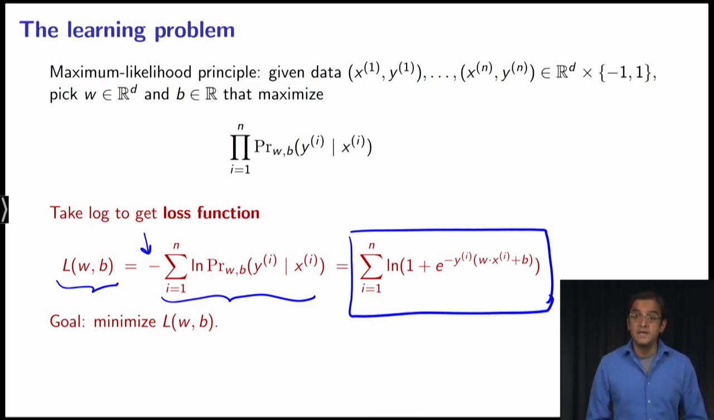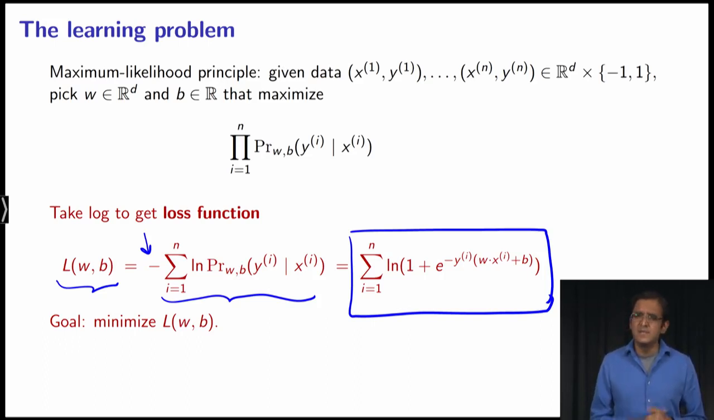We want to find the w and b that minimize this function. How do we do that? Well, if you remember, when we were talking about least squares regression, we were in a similar situation. We also wanted to find some W and B, and we also had a loss function that we were trying to minimize. So what was it that we did back then?